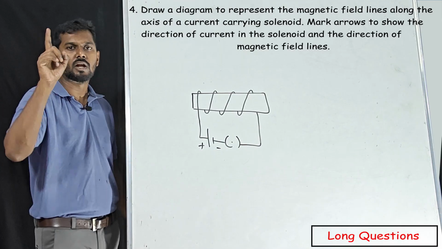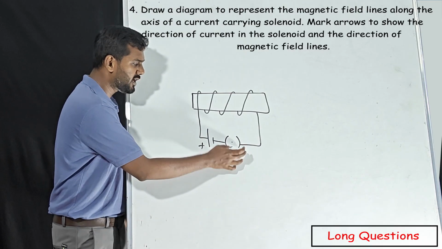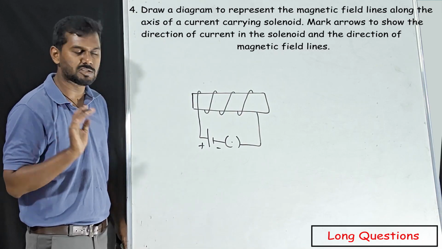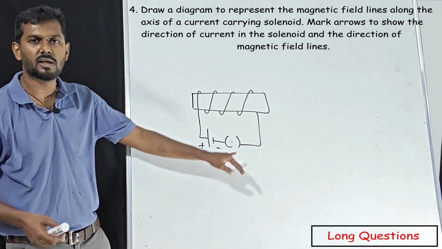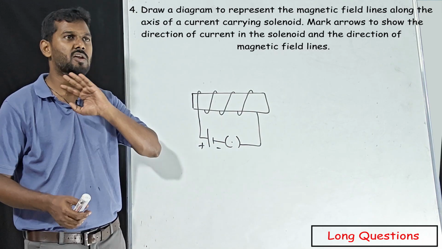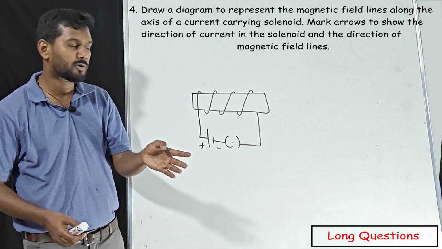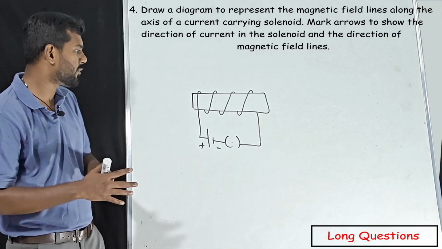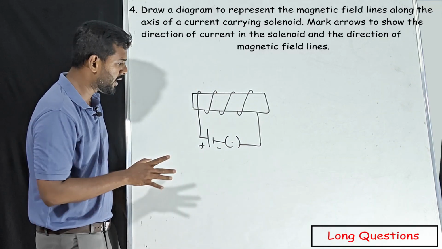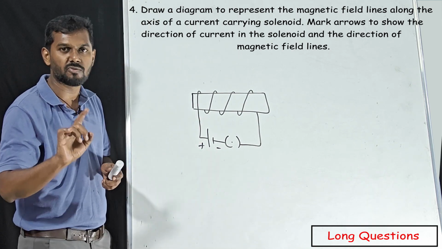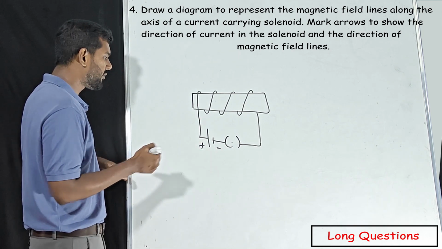What is the function of the switch? Turn on, turn off. If you place it here or here, it will do its job. So now the diagram is done. Rheostat, no need to mention, because they are not specifying about it, so no need to mention the rheostat. Okay, now this is done. Now we have to specify the direction of current and the direction of magnetic field lines.